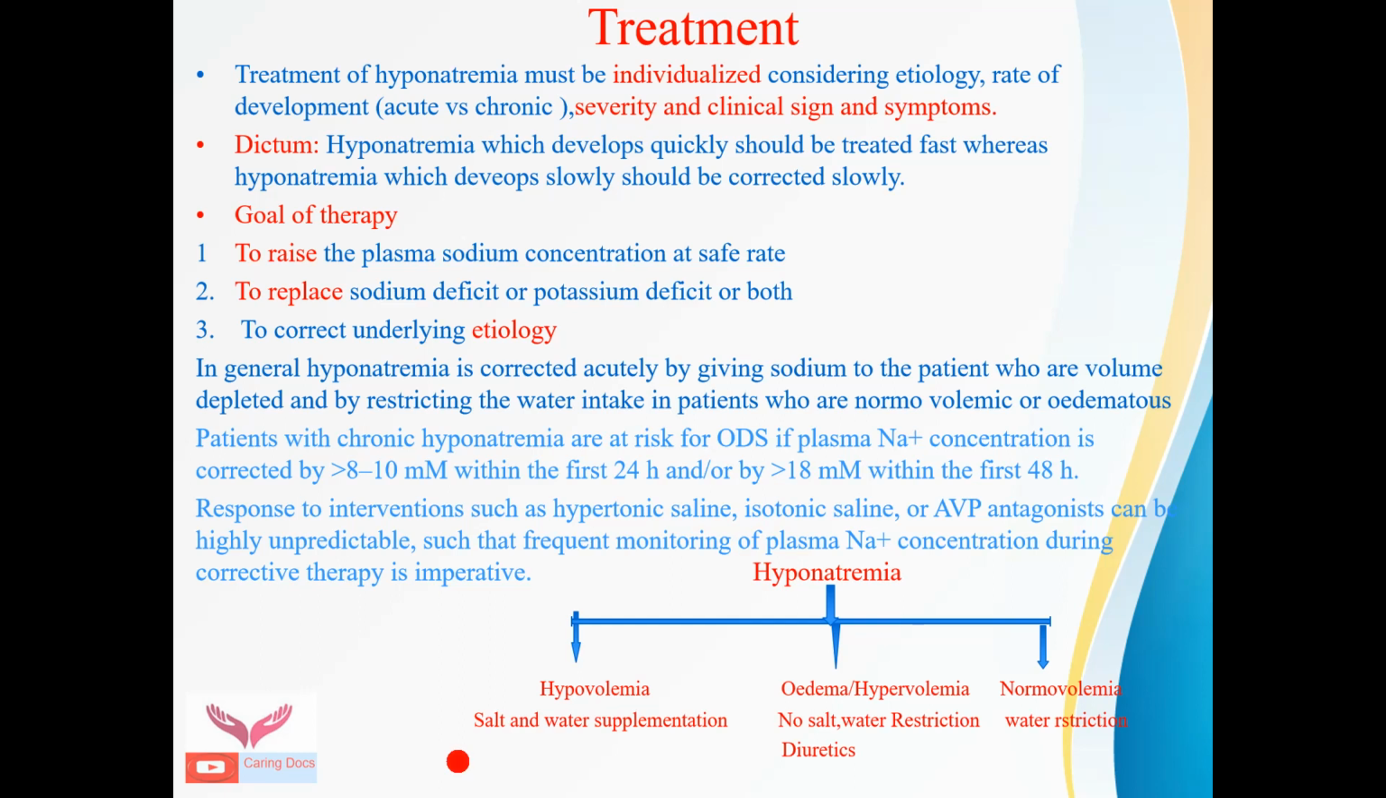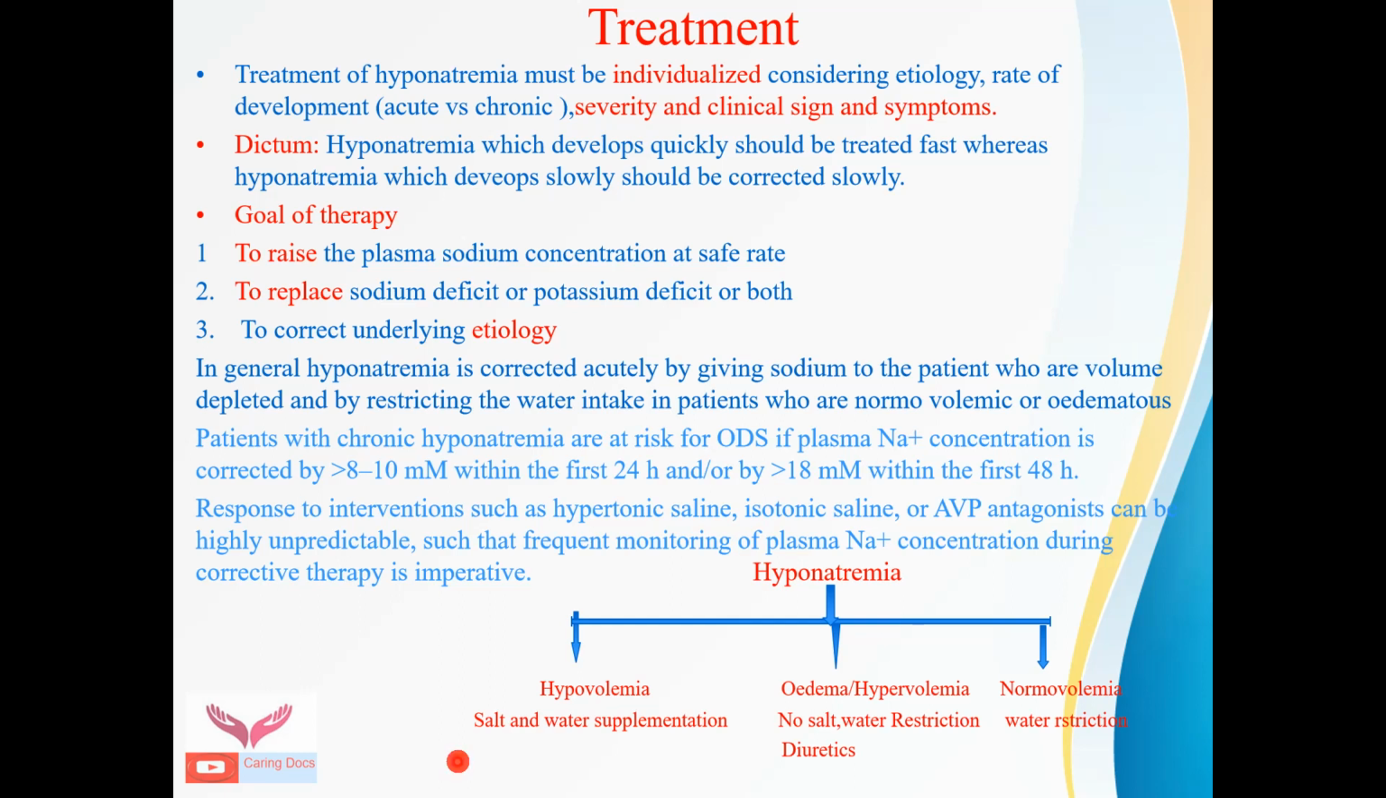Patients with chronic hyponatremia are at increased risk of ODS, that is osmotic demyelination syndrome, if the plasma sodium concentration is corrected by more than 8 to 10 millimole per liter within the first 24 hours, or more than 18 millimole within the first 48 hours. So we have to be very careful while correcting the sodium. Response to interventions such as hypertonic saline, isotonic saline, or AVP antagonist may be highly unpredictable, such that frequent monitoring of the plasma sodium concentration during corrective therapy is imperative.